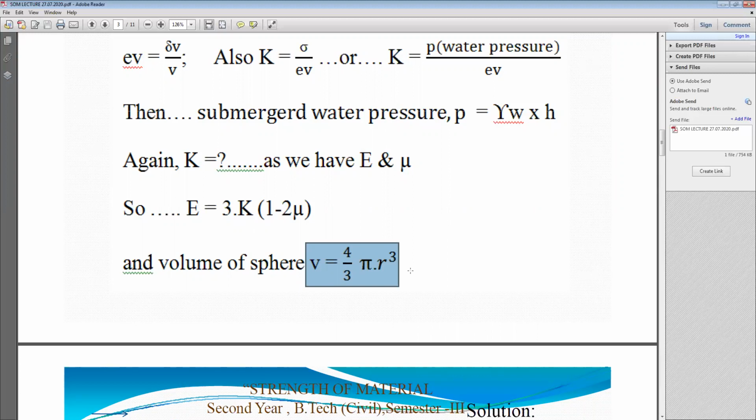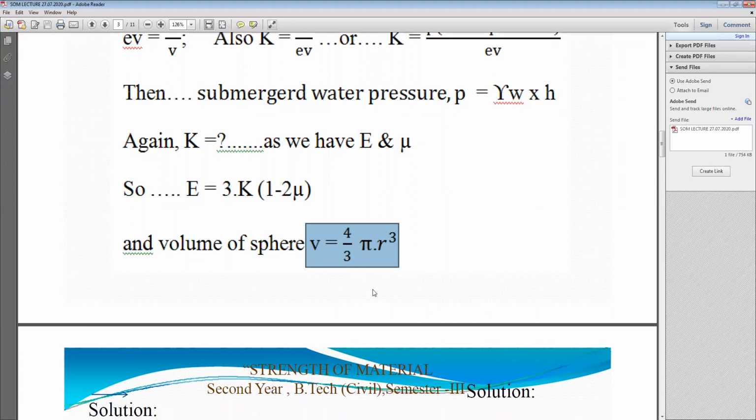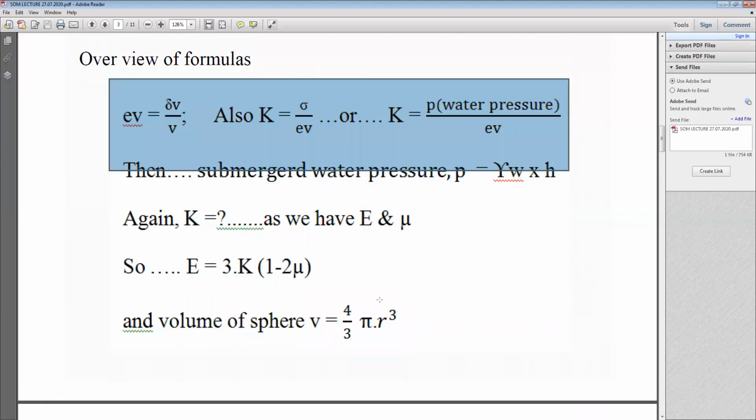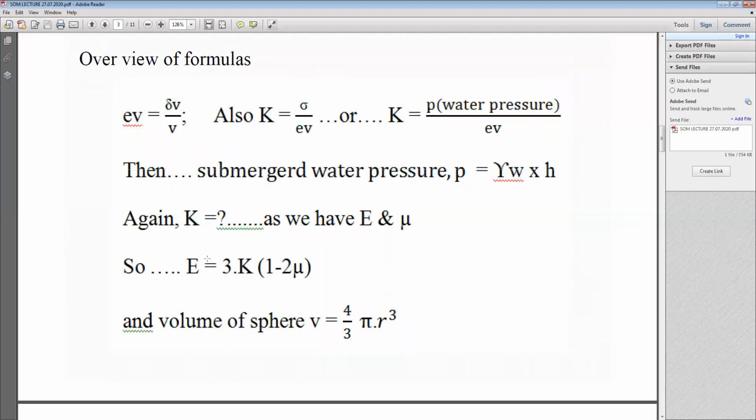We should also know how to calculate the volume of the sphere. This is the standard formula we should know, by which we can calculate the delta V. So small v is nothing but the volume of the sphere, and 4 by 3 pi r cube is the standard formula we should use to calculate the volume of the sphere. These are some formulas we have to enlist, to write into your notebook before carrying out the solution.